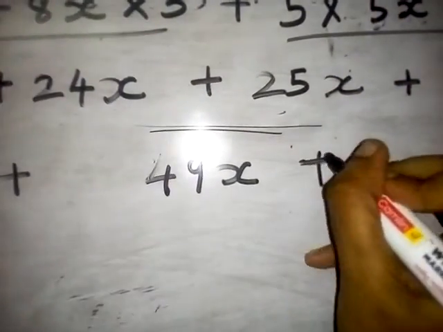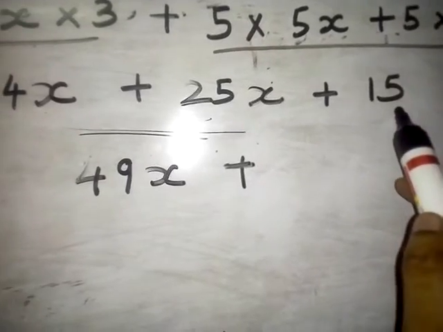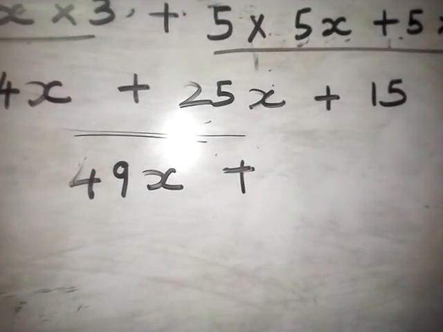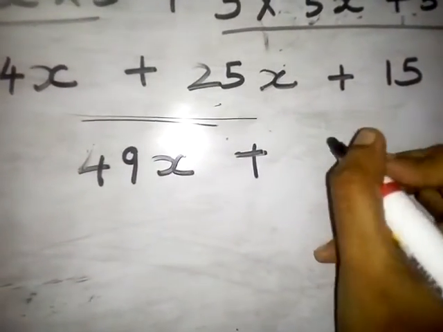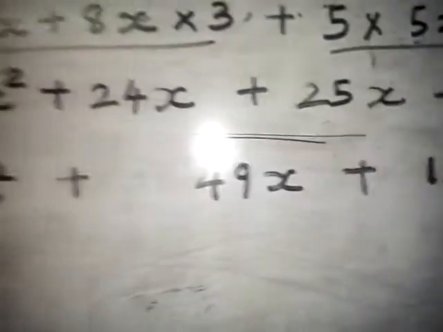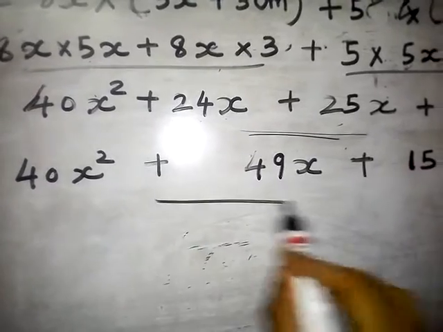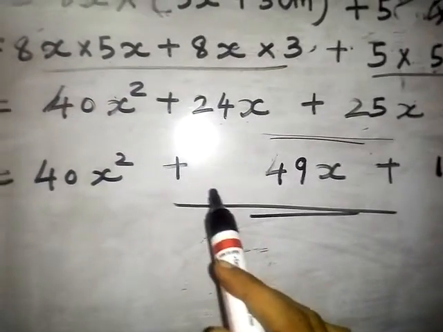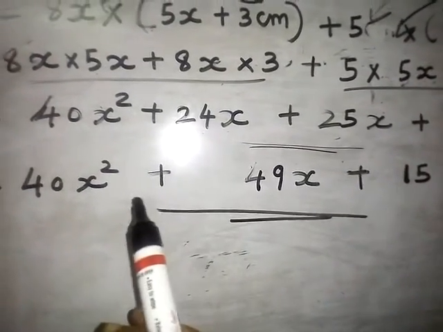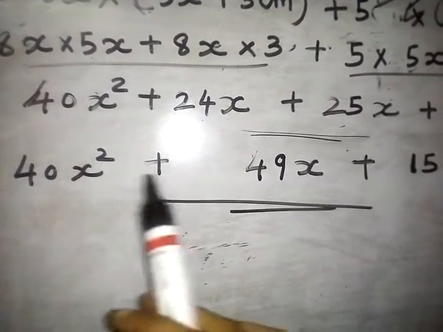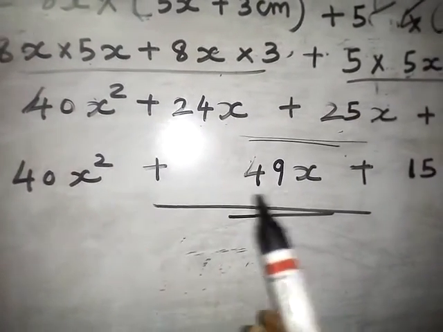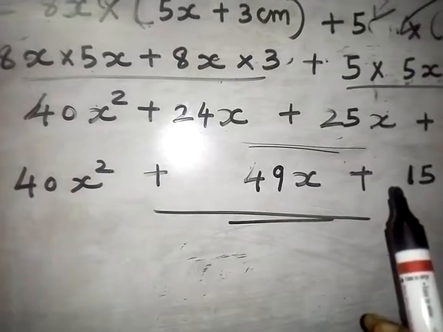Plus 15, this is the number without variable. You don't have other number without variable. So now you are getting answers as unlike terms, so this is your answer. Remember, unlike terms cannot be added or subtracted. You are getting different terms over here. So this is your answer.